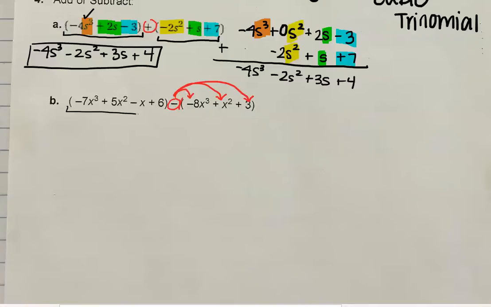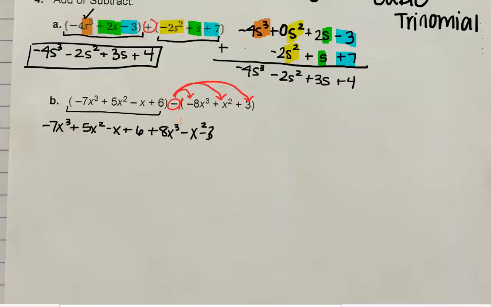The first parentheses are not going to change at all. So I'm just going to copy everything that I see. And then I'm going to go ahead and write what I get when I distribute the negative. So negative 1 times a negative 8x cubed would be a positive 8x cubed. A negative 1 times a positive x squared would be a negative x squared. And a negative times a positive 3 would be a negative 3. Then it's just combine your like terms.